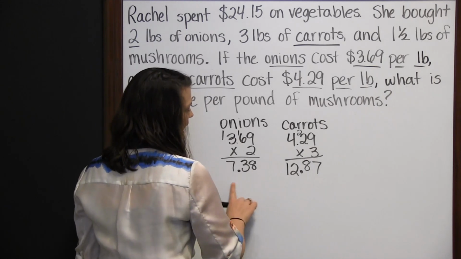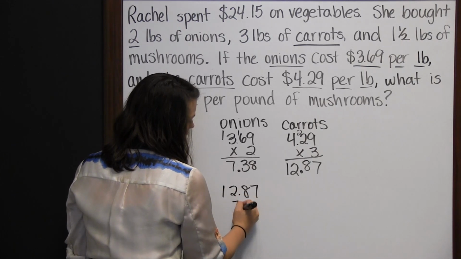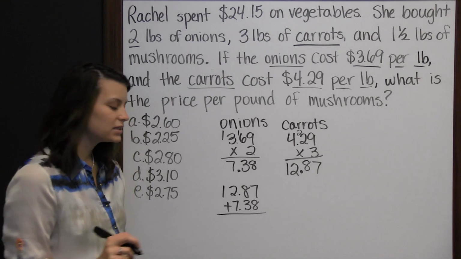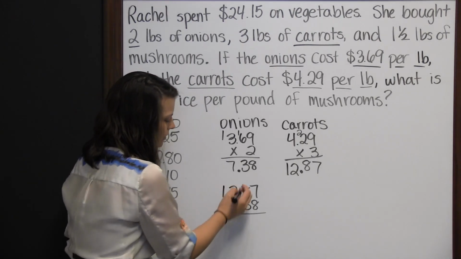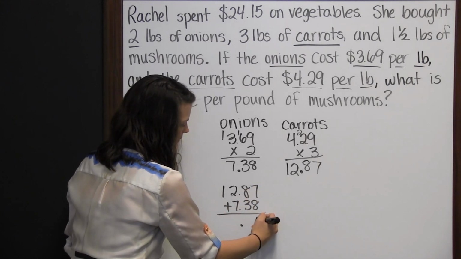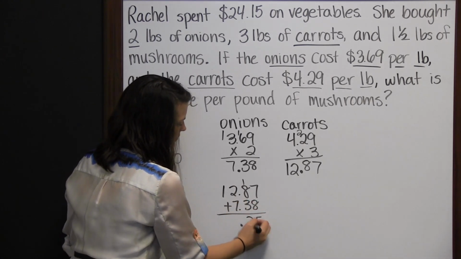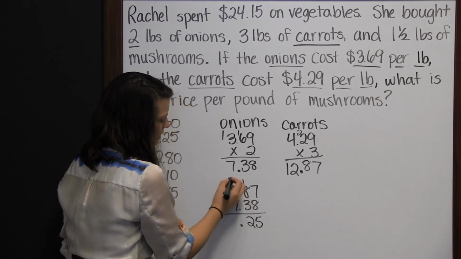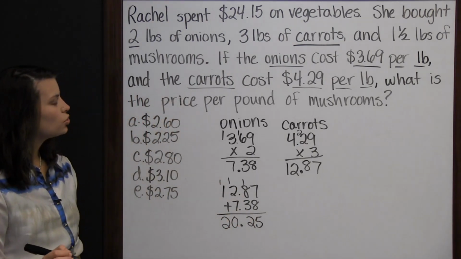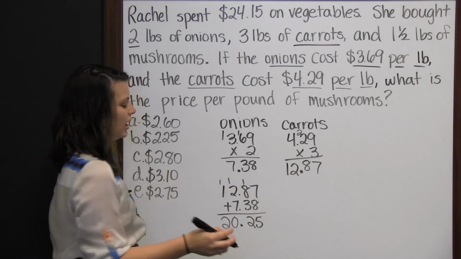And so now I'm going to find the total spent on onions and carrots. So that means I'm just going to add these two values together. So $12.87 plus $7.38. Make sure that when you add or subtract decimals that you line those decimals up. So we can go ahead and bring that down right now. 7 plus 8 is 15. 8, 9, 10, 11, 12. 7, 9, 10. So that means she spent $20.25 on the onions and carrots.